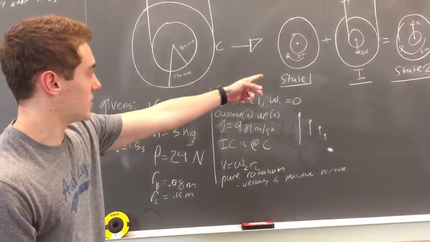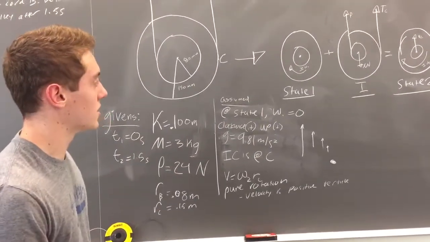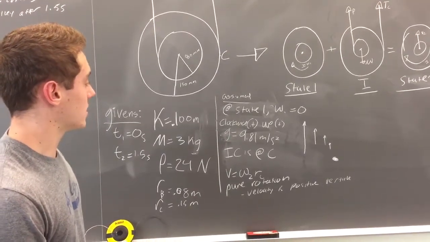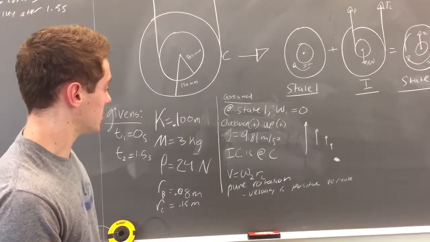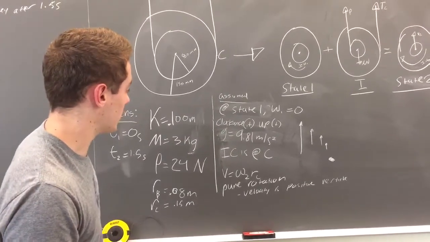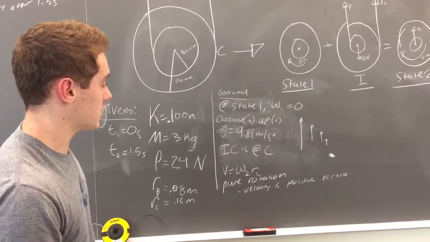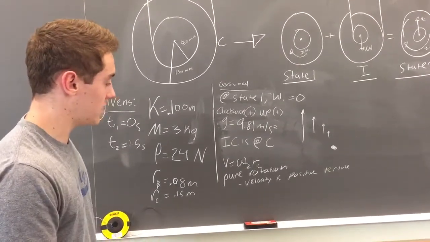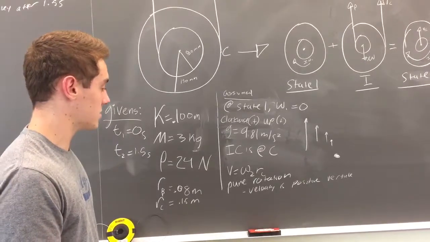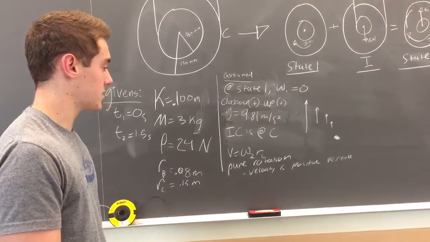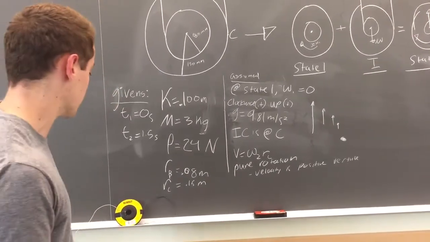So we know that at state 1, the angular velocity is equal to 0 because the pulley is at rest. We also assumed that clockwise was positive and up was also positive. We know that g is equal to 9.81 meters per second squared, and the instantaneous center is at point C. Because the instantaneous center is at point C, we know that v is equal to omega 2 times r sub C. We also know that the pulley is in pure rotation, and because of this, the velocity is positive and vertical.